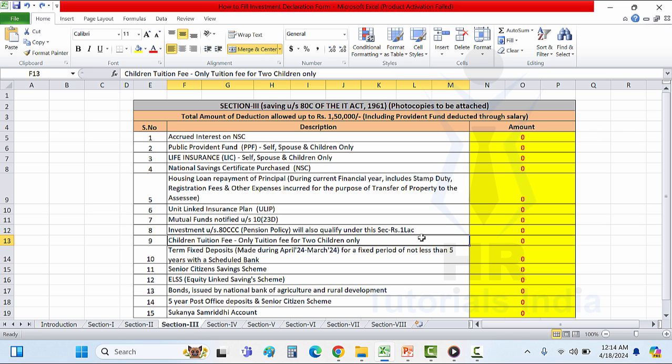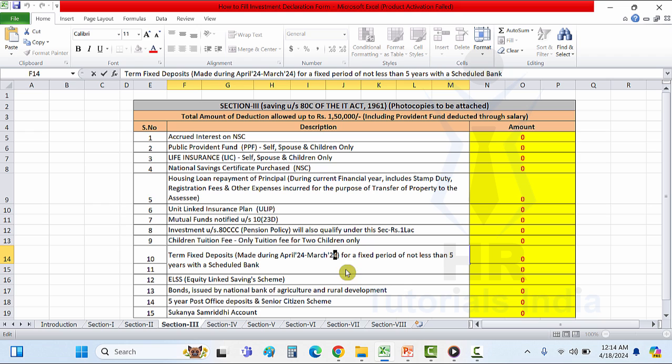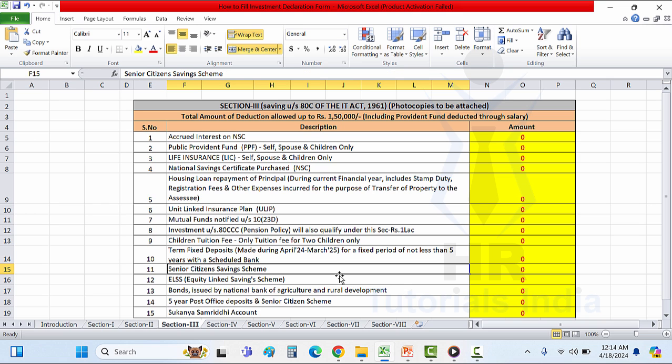1 lakh. Children tuition fee, only tuition fee for 2 children only. Term fixed deposit made during the financial year for a period of not less than 5 years with a scheduled bank. Senior citizen savings scheme, ELSS, equity linked savings scheme, bonds issued by National Bank of Agriculture and Rural Development, 5-year post office deposit and senior citizen scheme, then finally the Sukanya Samriddhi account. So these are the different categories which can be exempted under the section 80C.